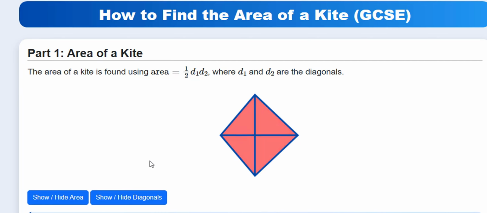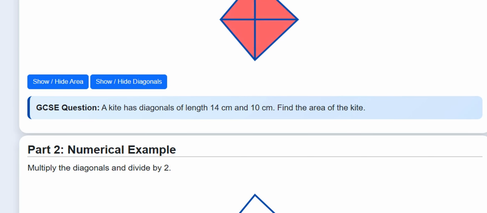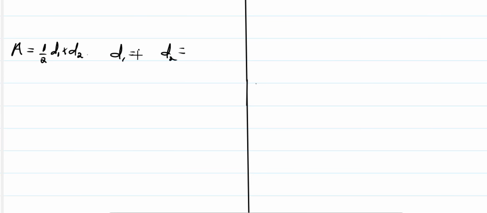With that knowledge, can we try to solve some problems relating to the area of a kite? The first one here, we are told a kite has diagonals of length 14 centimeters and 10 centimeters. Find the area of the kite. We know the area A of a kite is given by half d1 multiplied by d2, where d1 and d2 are the diagonals of that kite. In this case, the diagonals are 14 and 10, in centimeters.